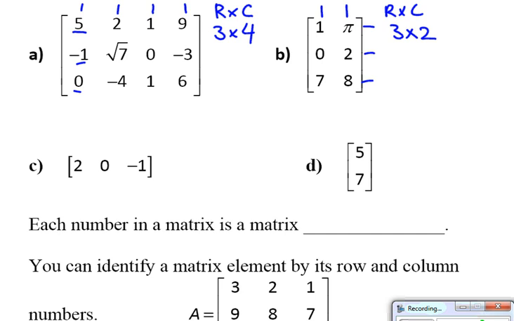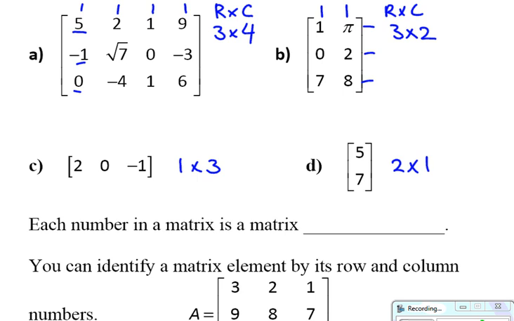For C, in this one, there's only 1 row, so 1, and there are 1, 2, 3 columns. So the dimensions are 1 by 3. And for D, there's 2 rows, so 2 by, and just 1 column.